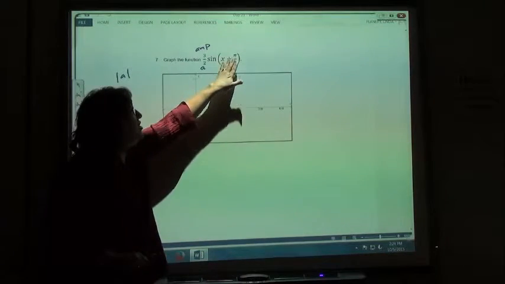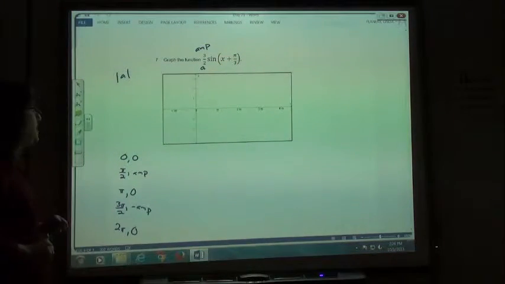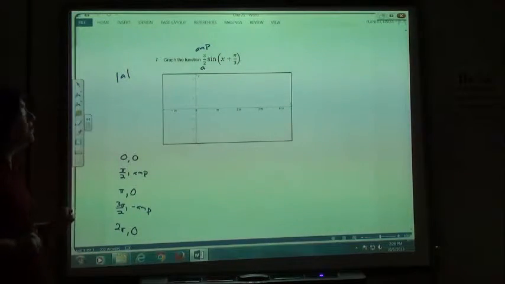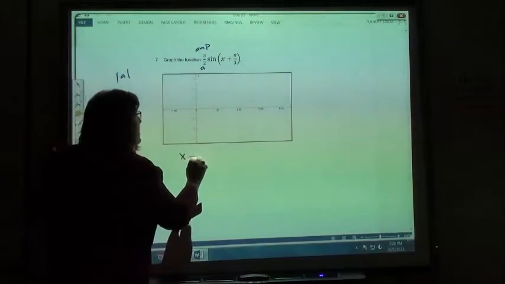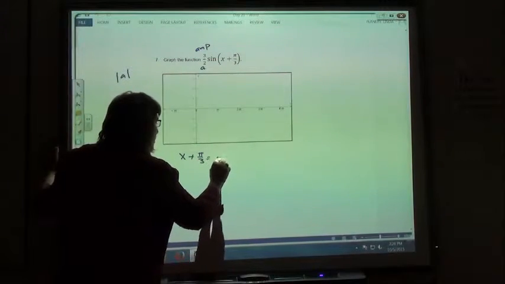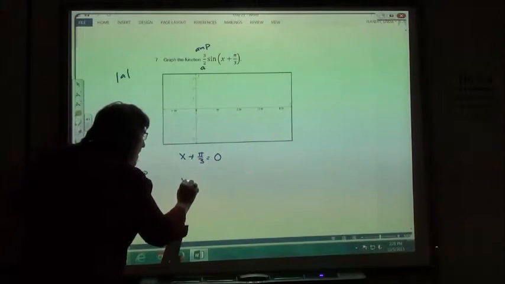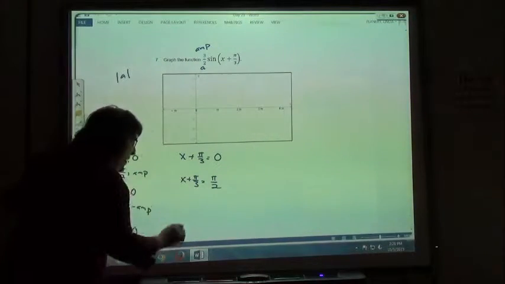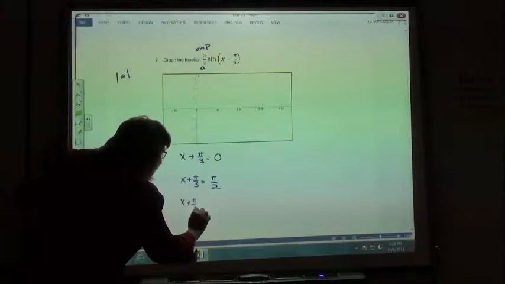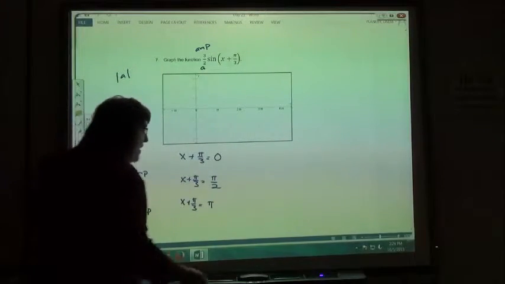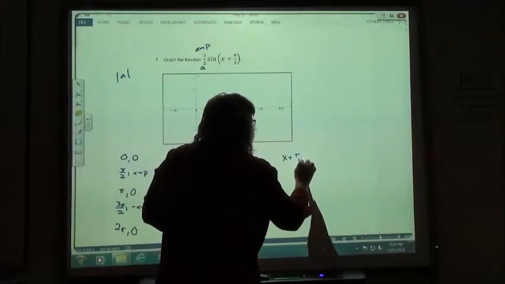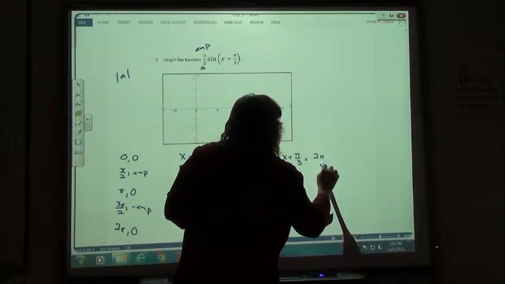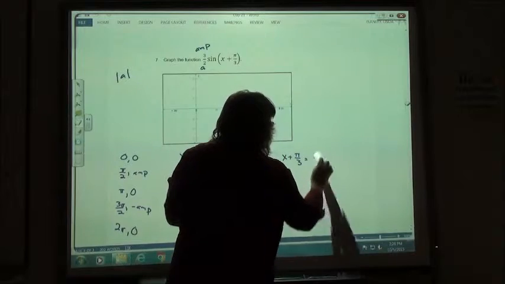Now this is going to have a shift to it. So what you're going to do for the shift is you're going to set this equal to each of your normal x values. So I'm going to say x plus pi over 3 equals 0 and solve it. X plus pi over 3 equals pi over 2 and solve it. X plus pi over 3 equals pi and solve it. X plus pi over 3 equals 2 pi. Not 2 pi, 3 pi over 2.